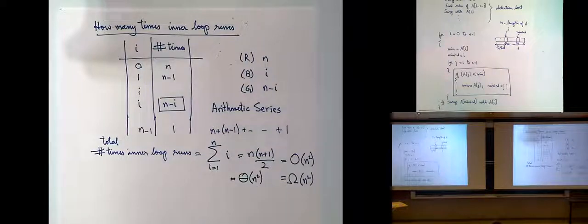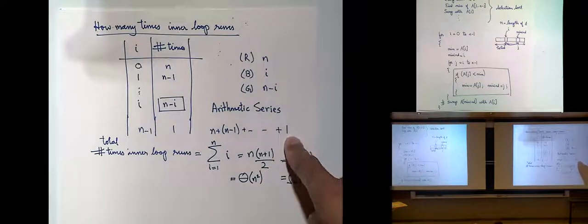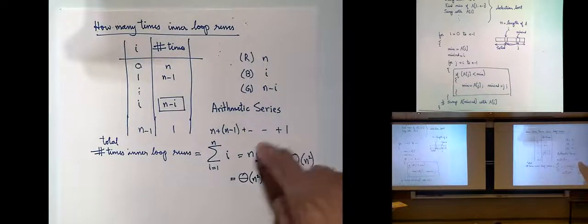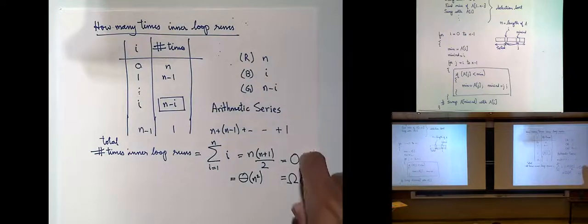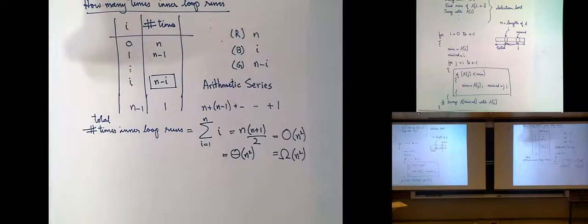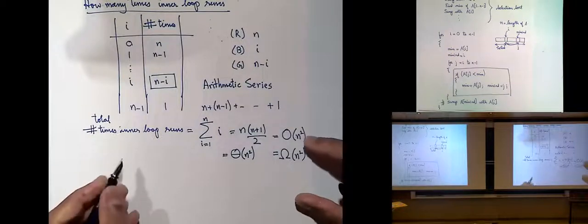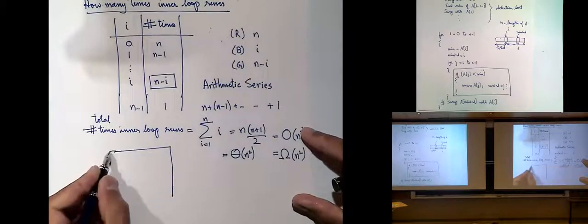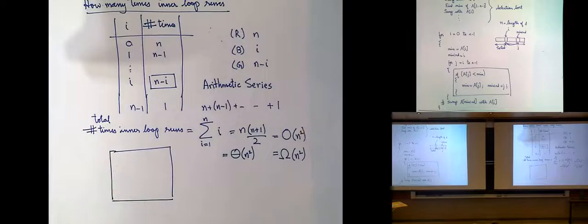The number of times the inner loop runs is theta of n squared, which means that for selection sort we have the theta bound. We know it's at most n squared, it's at least n squared. To see this, one way is that there is a formula for the arithmetic series, which is buried in your collective consciousness somewhere, but it's there. But another way to see this is to draw a plot, which I'm going to draw.